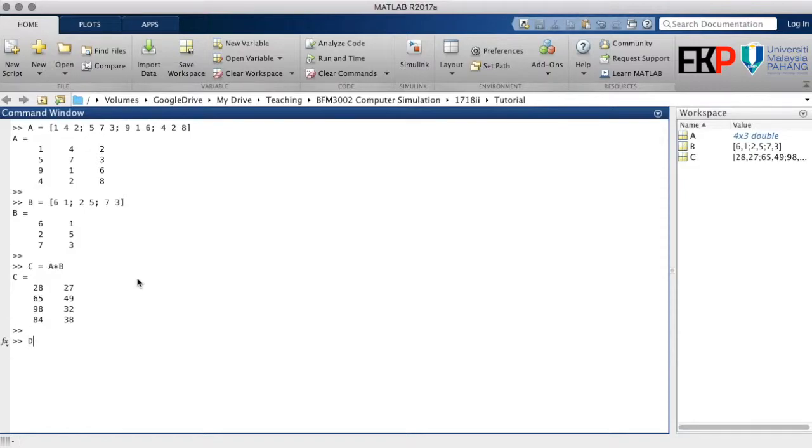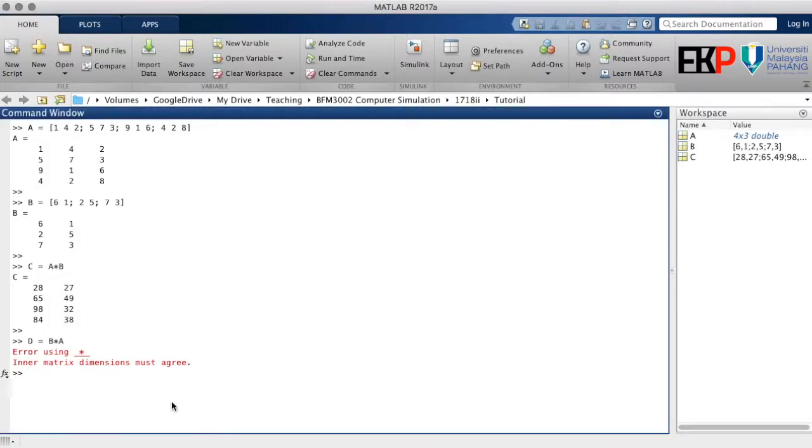What if we do D is equal to B times A? Now B is a 3 by 2. We want to multiply it with 4 by 3. So definitely we will get an error because the inner dimension of these two matrices does not agree. This is a 3 by 2 and 4 by 3. So the inner dimension does not agree. This one is 2, this one is 4. So we can only multiply A with B because A is 4 by 3 and this is 3 by 2. So 3 and 3 can be multiplied together.